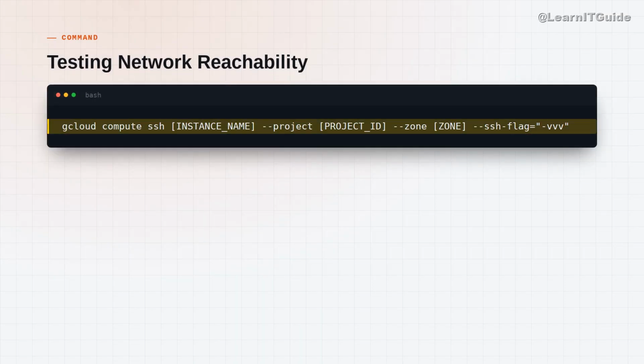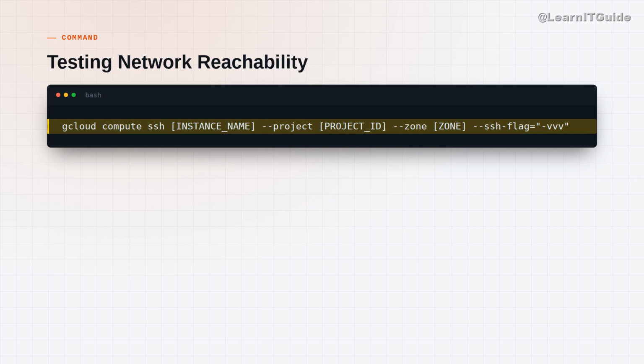So, how do we diagnose SSH failures? First, use the Cloud Compute SSH command as shown on screen. Notice the V flag at the end. This is critical. It enables verbose output, showing you exactly where the handshake is failing. It tells you if it is a firewall issue, a key mismatch, or if the instance is simply not responding at all.